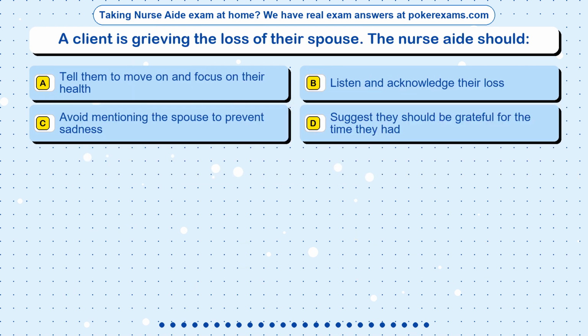Question 12. A client is grieving the loss of their spouse. The nurse aide should: Option A. Tell them to move on and focus on their health. Option B. Listen and acknowledge their loss. Option C. Avoid mentioning the spouse to prevent sadness. Option D. Suggest they should be grateful for the time they had.